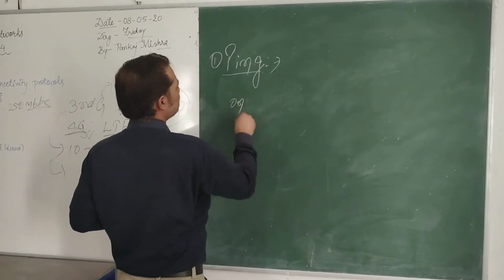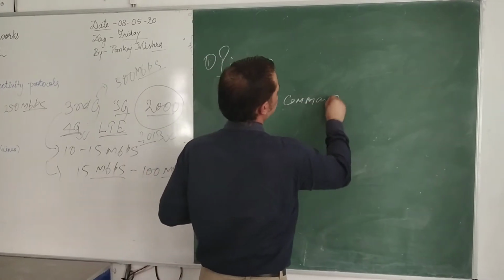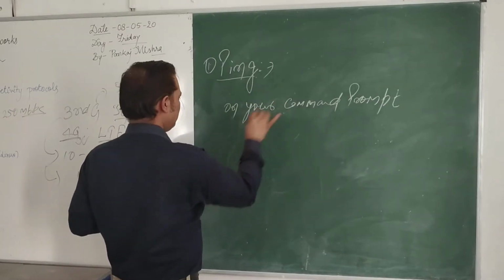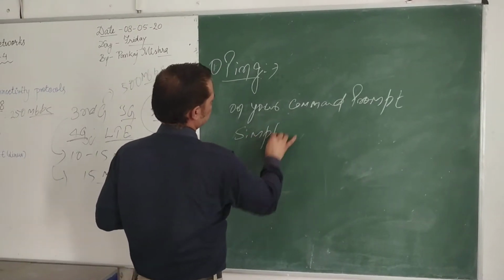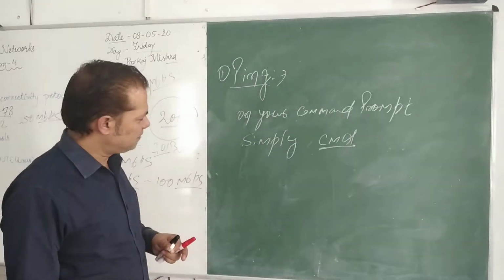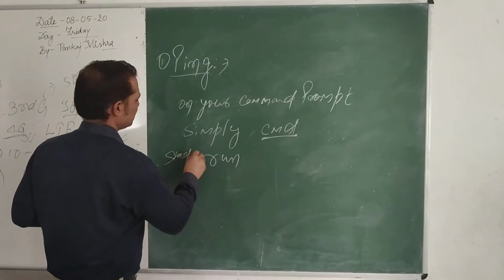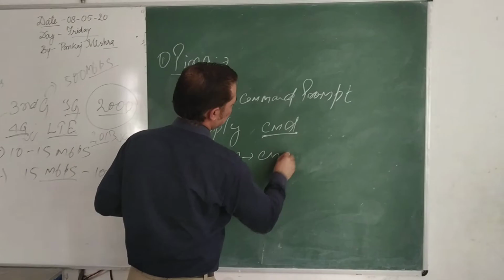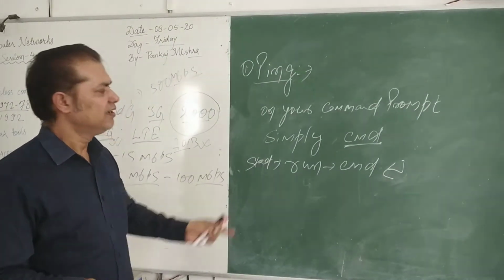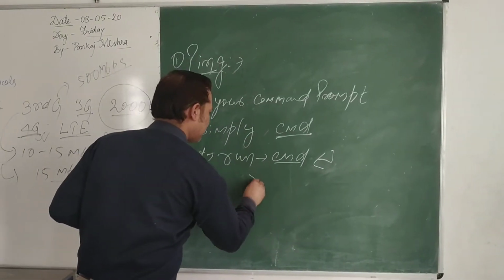So on your command prompt, simply you can say CMD. CMD is the command prompt. You just go to the start, then run, type CMD and press enter. You will get a black and white screen, where you can apply this command ping. Just type the command at the command prompt.